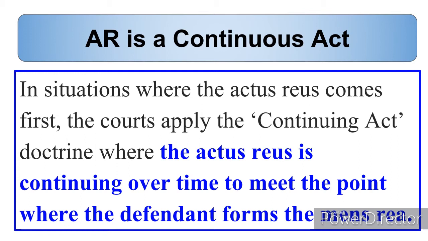So there are two principles that we're going to look at today. We're going to first of all look at when the courts see the actus reus as continuing to incorporate a mens rea that occurs later. So when they see the actus reus as a continuous act. And when you come to do theft, you'll explore this idea in a little more detail. So this principle happens when the actus reus happens first, and then the defendant forms the mens rea later, and the courts here have decided that the actus reus can continue over time to meet the point where the defendant has formed the mens rea.